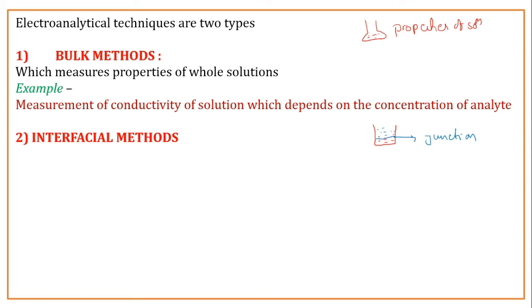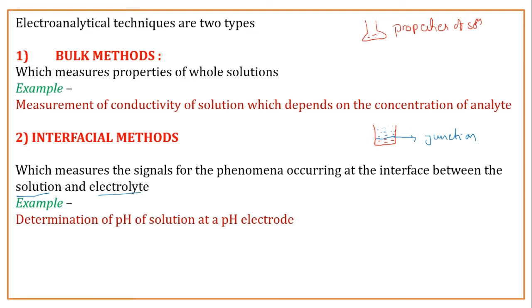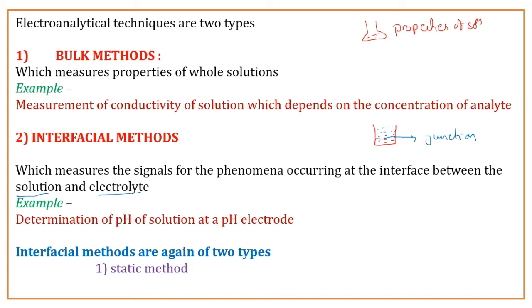So what is the interfacial method? It measures the signal for the phenomena occurring at the interface between solution and electrolyte. For example, determination of pH of a solution at a pH electrode. Now, interfacial methods are again classified into two types: static method and dynamic method.